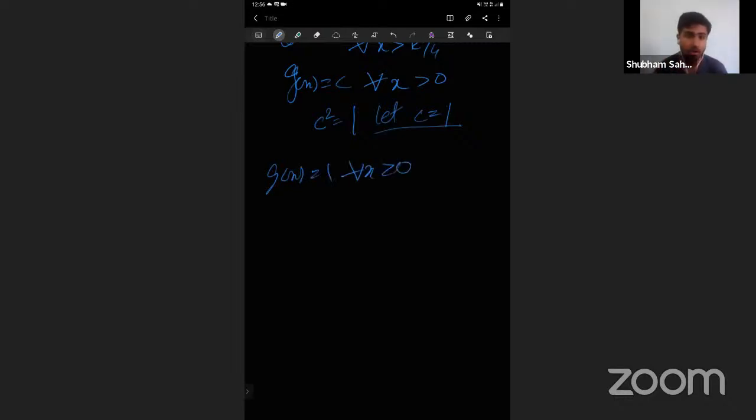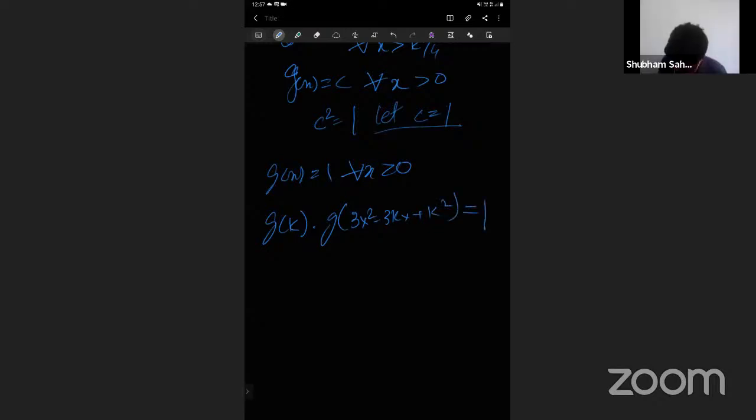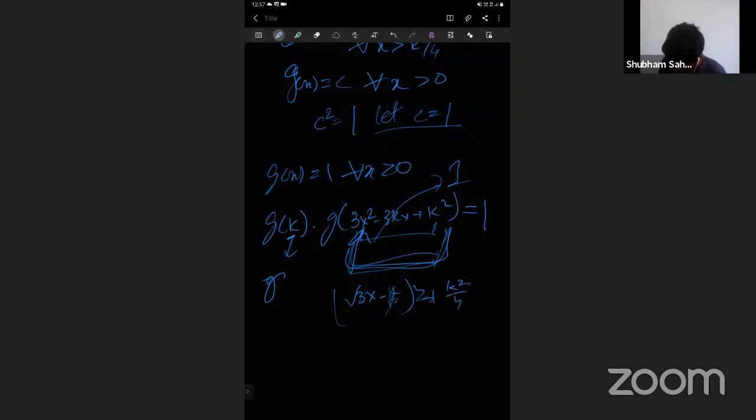Now the thing is, you had your gk times 3x square minus 3kx plus k square to be 1. Now you can fix k to be anything, any real number, and you can take x large enough so that this will always be positive, so this is 1 anyways. Because this one was just root 3x minus whatever k by something plus k square by 4. So unless k is equal to 0, this is positive, and once this is positive, this becomes 1. So that just gives you that gk is 1.